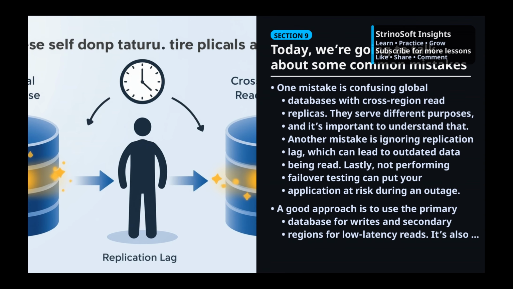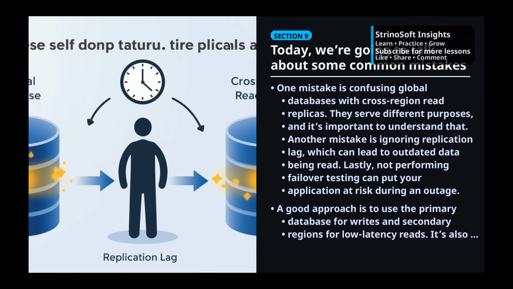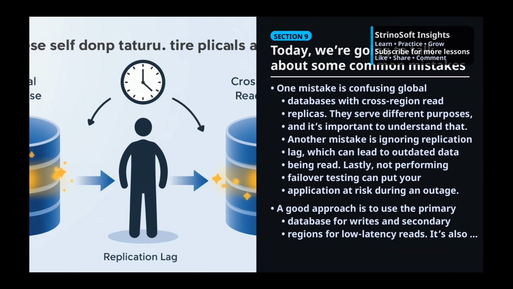To recap, Amazon Aurora offers high availability, durability, and scalability, and the global database feature extends these benefits across multiple regions.